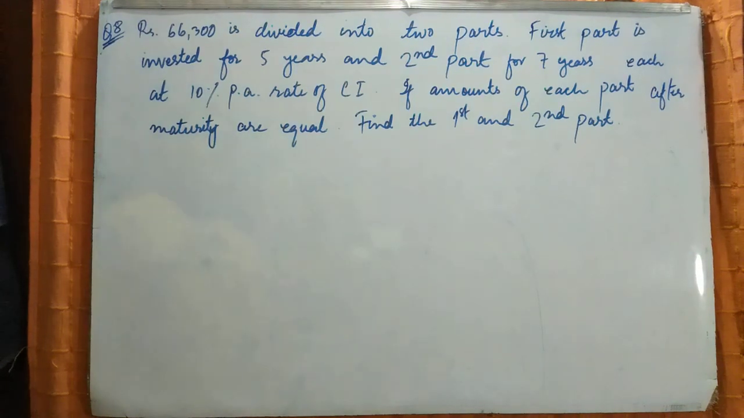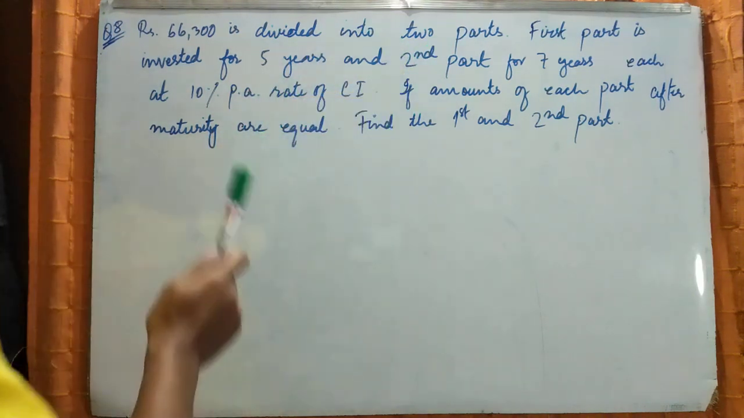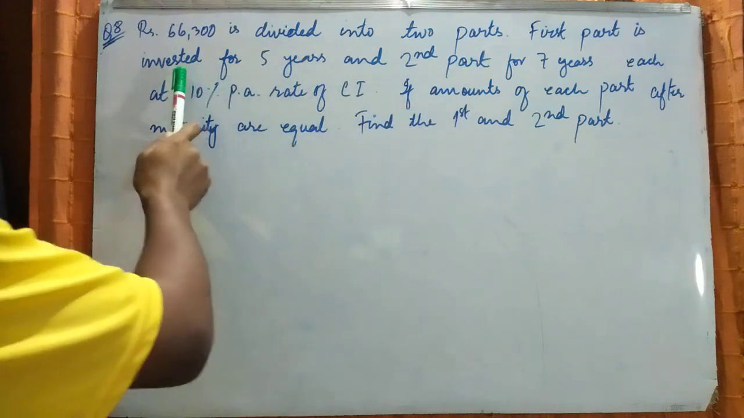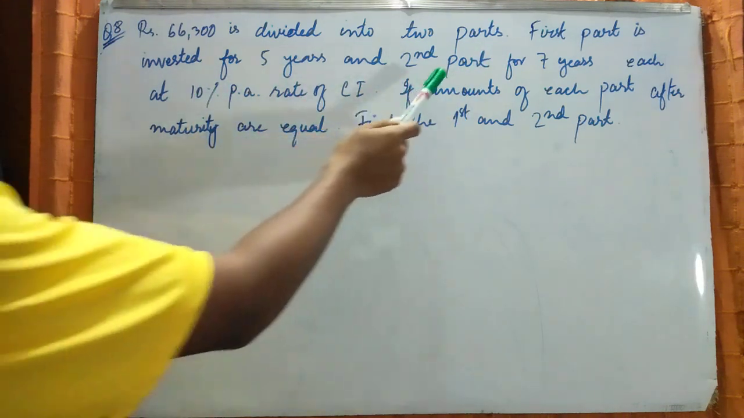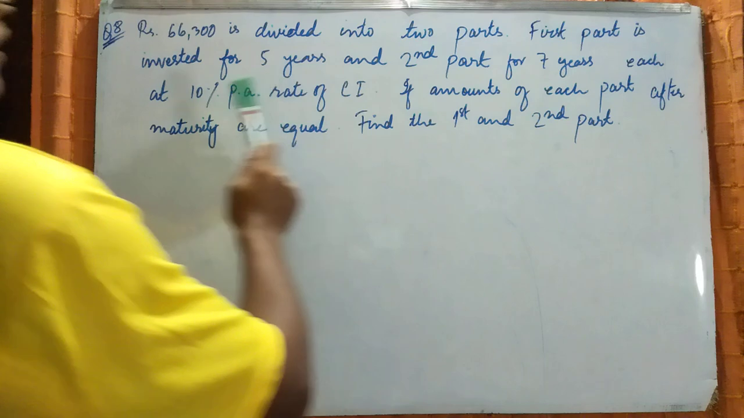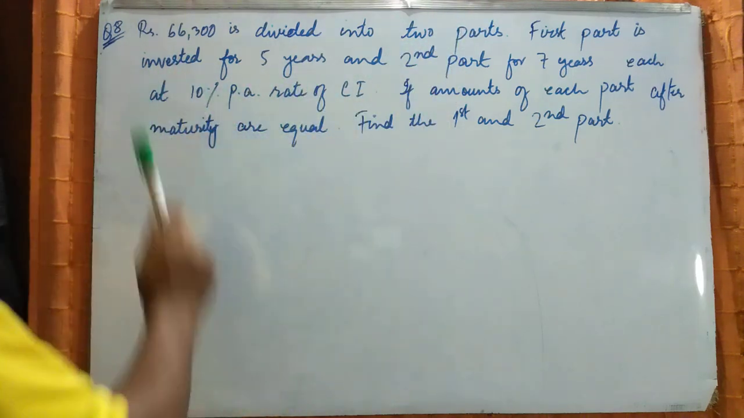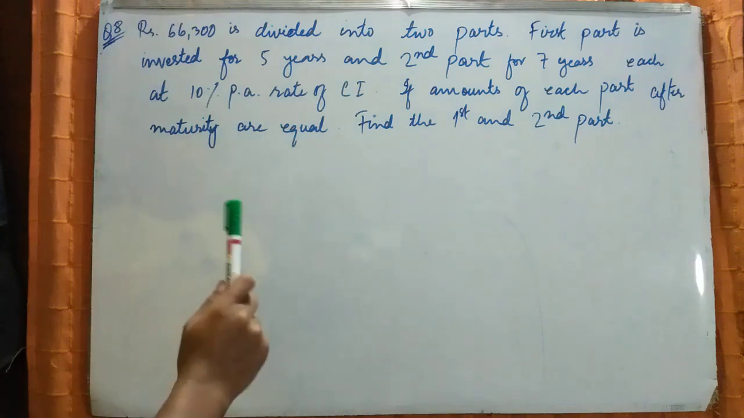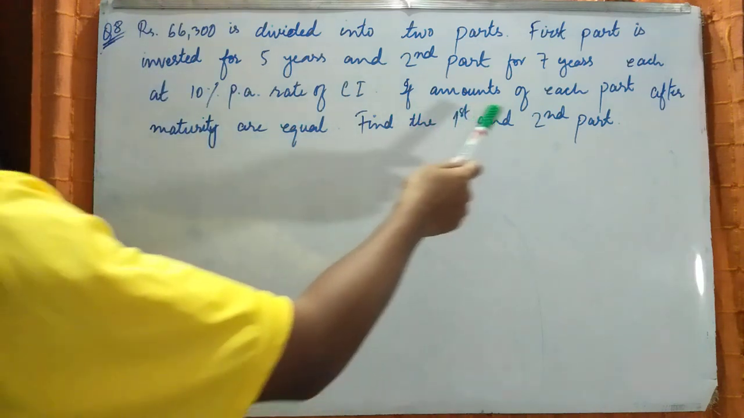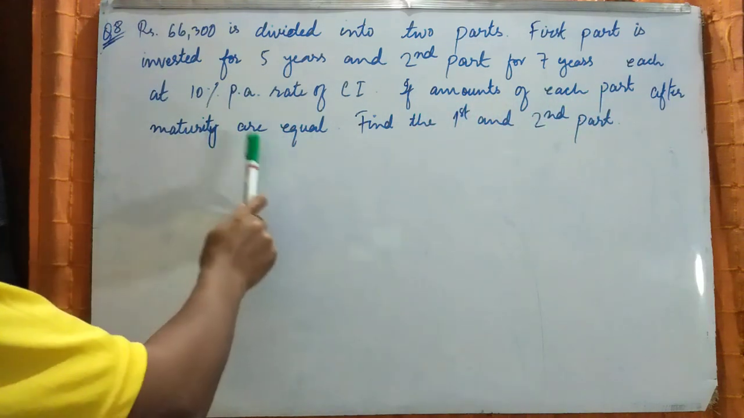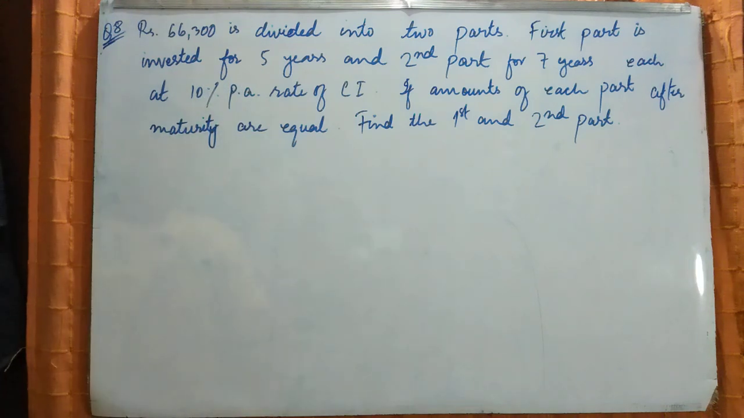Question: 66300 is divided into two parts. The first part is invested for 5 years and the second part for 7 years, at 10% per annum. If the amounts of the parts after maturity are equal, find the first and second part.